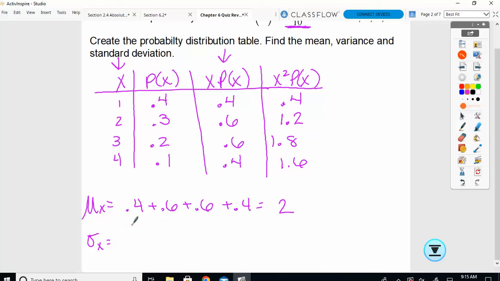So if we are looking at the standard deviation, second bullet, it tells us it's the sum of the x squared p of x's. So if you add all those up, what do we get? The sum of those minus the mean squared. My mean was 2. So I have the square root of 5 minus 2 squared. So we just get 1.